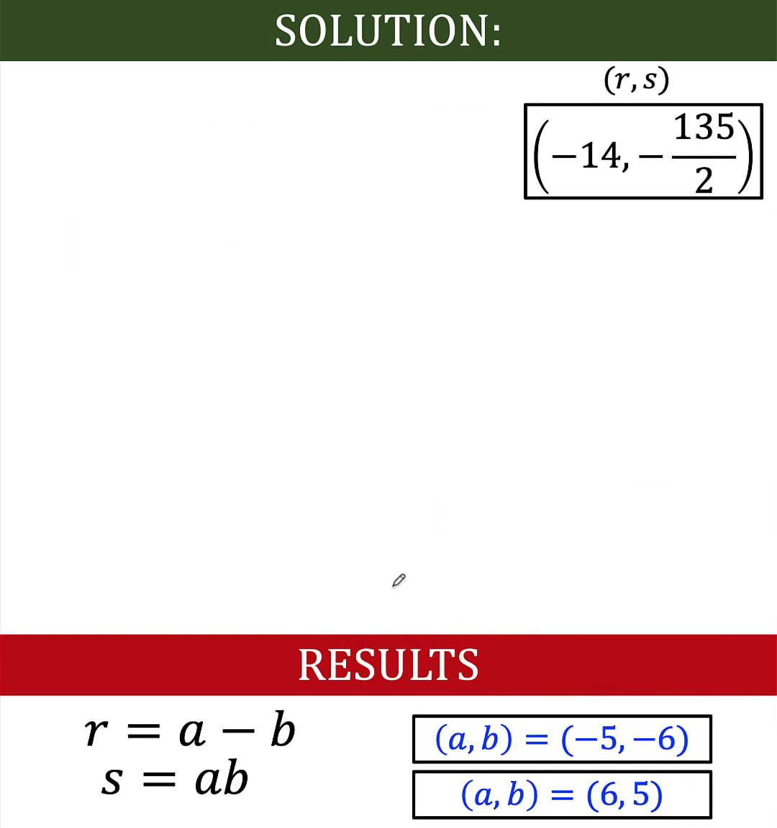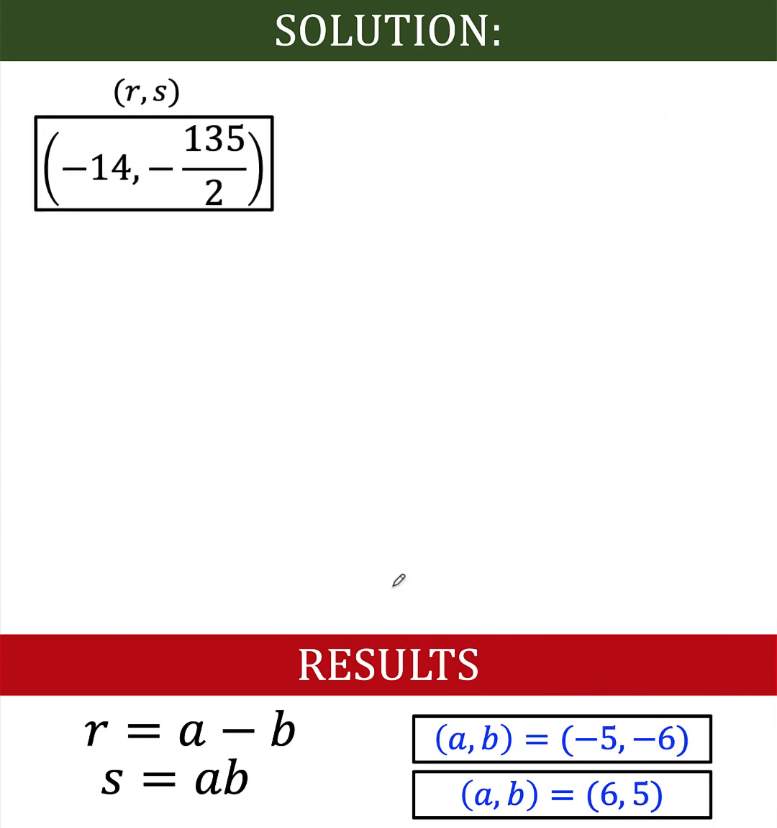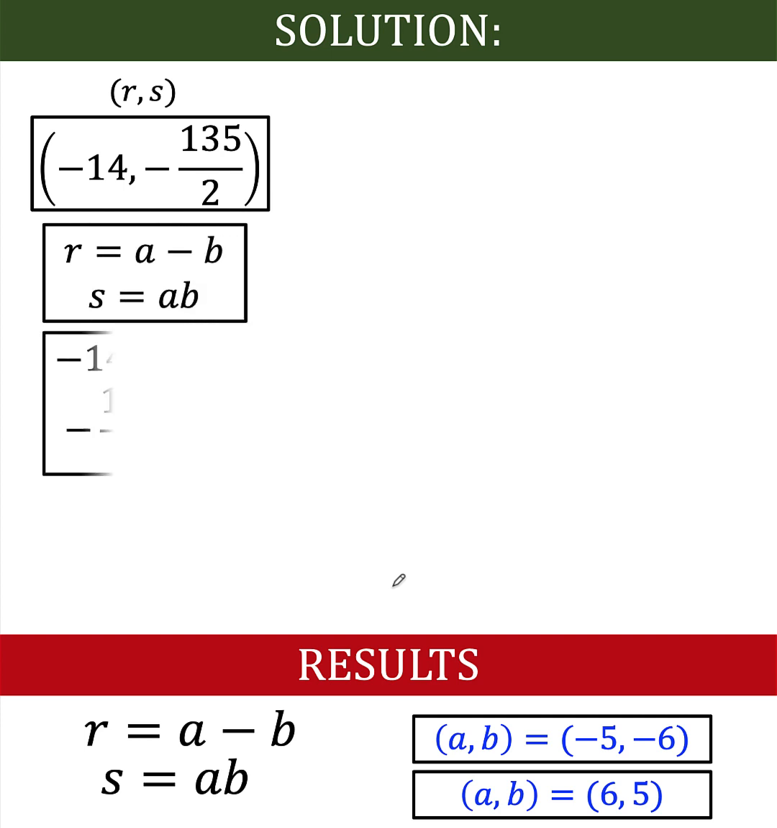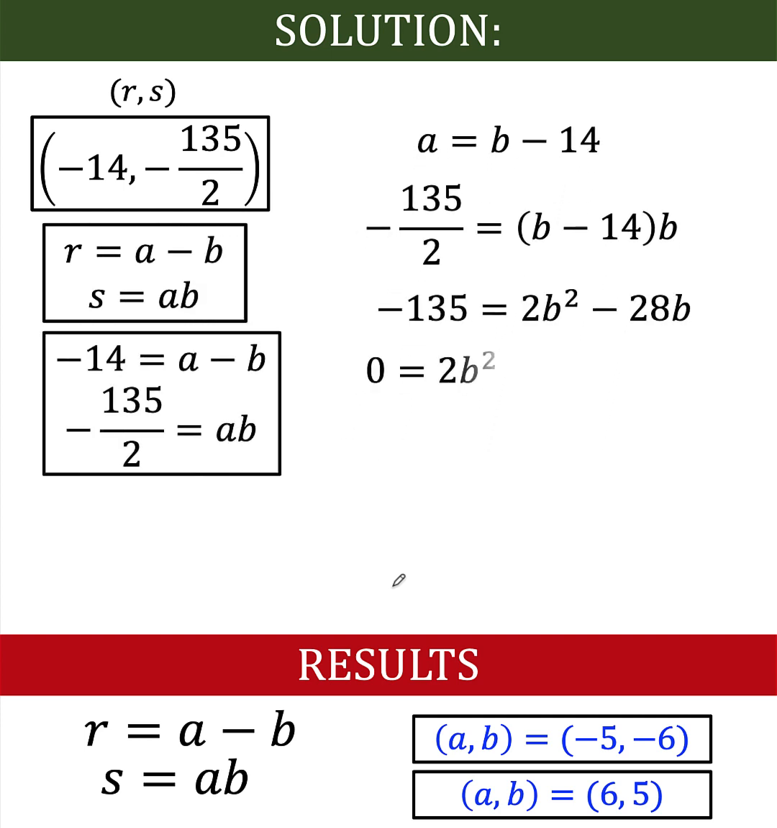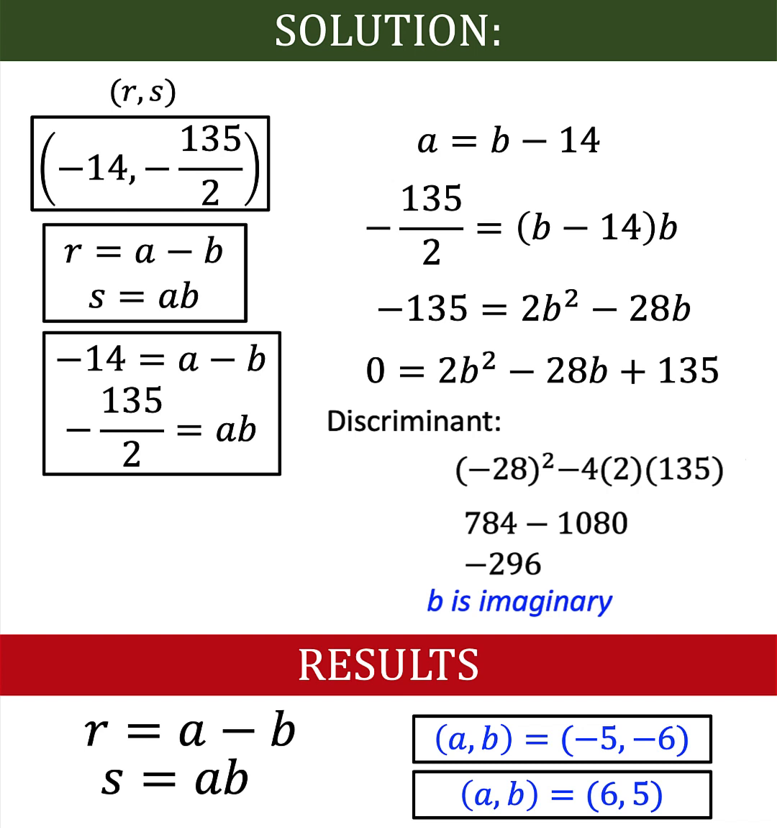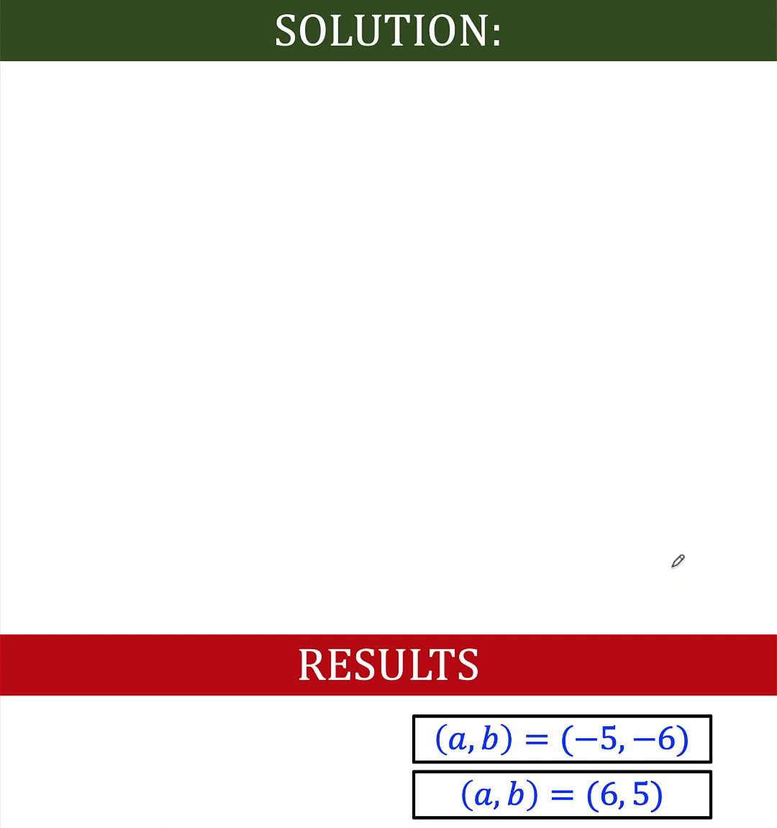Let's proceed to case number 3 and solve for a and b given that r is negative 14 and s is negative 135 over 2. Use the same procedure and check for its discriminant. The discriminant is equal to negative 296, following the same procedure as we did in the previous one, which means that in this case, again, the root is imaginary, and we are only after the real solution to the given equation, and therefore we discard it.